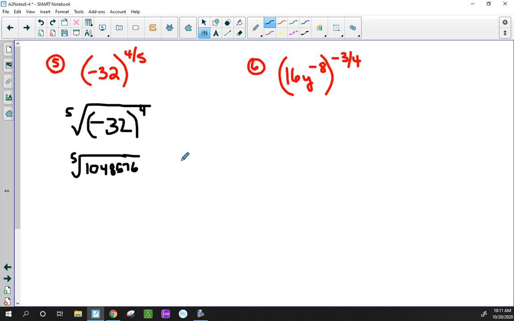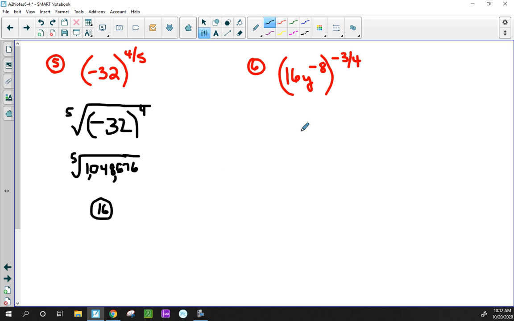Then you want to check to see if you actually can do the fifth root of that number. Fifth root of 1,048,576. When you type it in, it does work. It's 16, meaning that 16 to the fifth power is this number.